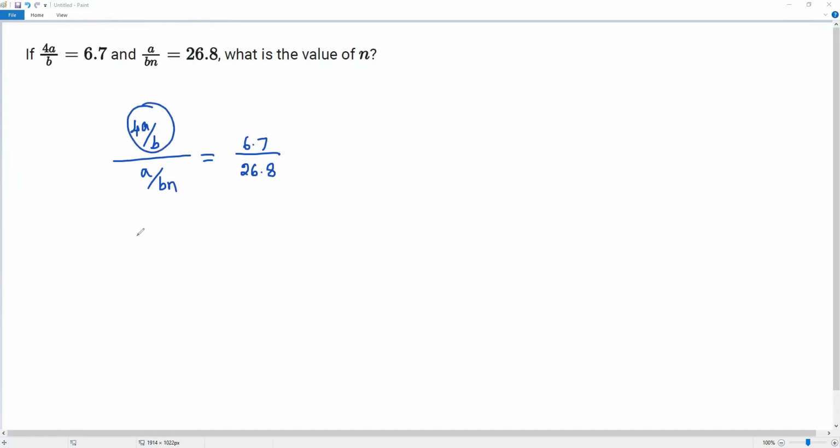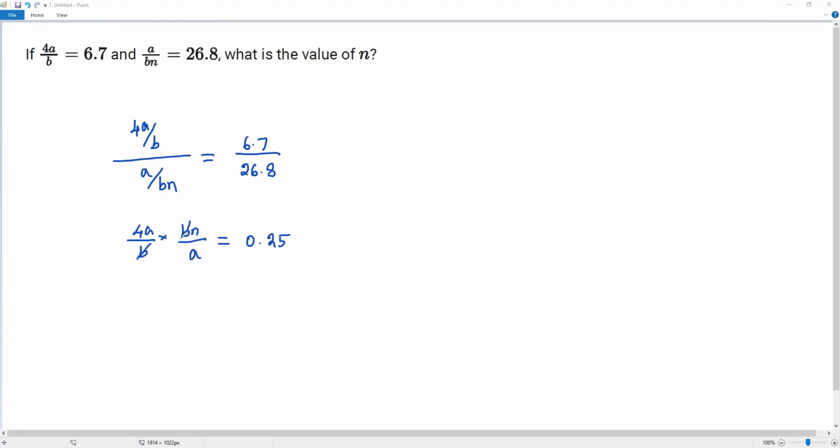Okay, now let me write this fraction 4a over b as this. We can change this division as multiplication and take the reciprocal of this one. Then we get bn over a. On the right side, we can divide 6.7 by 26.8. When I do so, I am getting 0.25. Let me write it.